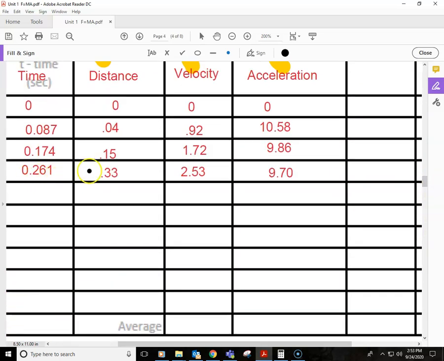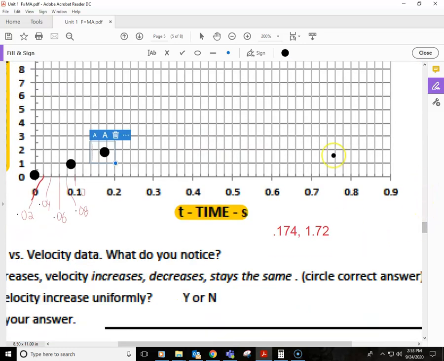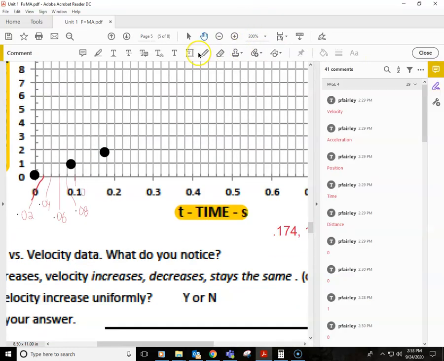What is my fourth one? 0.261 versus, don't get confused, we're not doing distance. We are doing velocity, right? So for this graph, only look at these numbers in these columns. Ignore everything else. 0.261 and 2.53. I'm going to write that down again so I don't forget. 0.261.